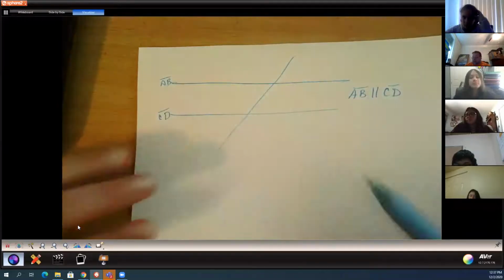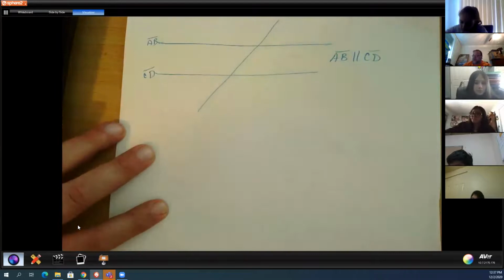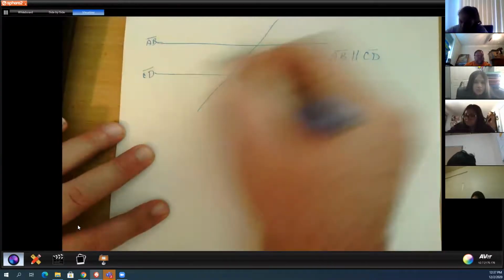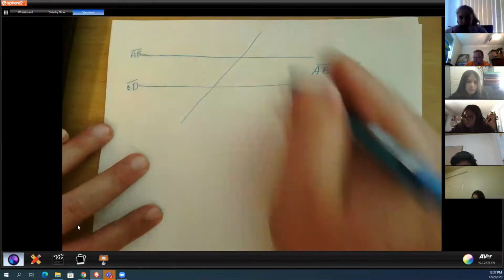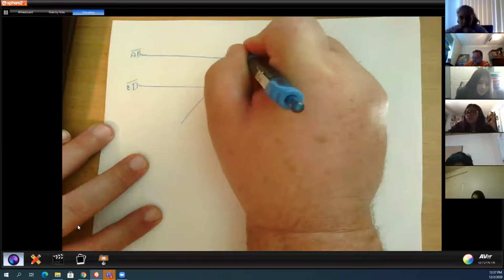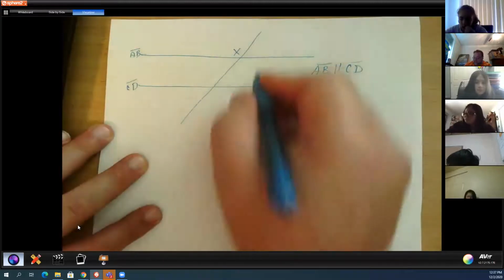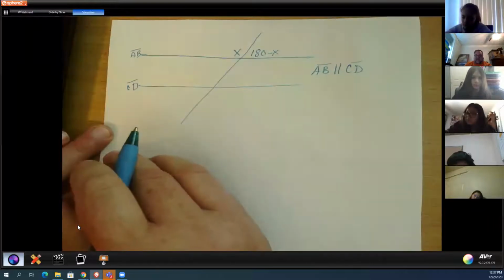So if these two are parallel, there are certain things that we know in mathematics and in geometry about the angles that they form. Now, I'm going to show you something, and I want you to kind of follow along with me on it. If I tell you that this angle has a measurement of x, I'm going to tell you that this angle has a measurement of 180 minus x. Does that make sense?